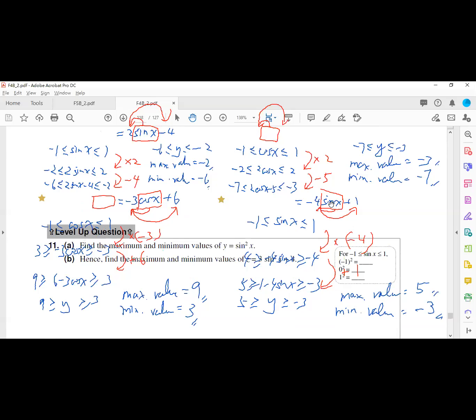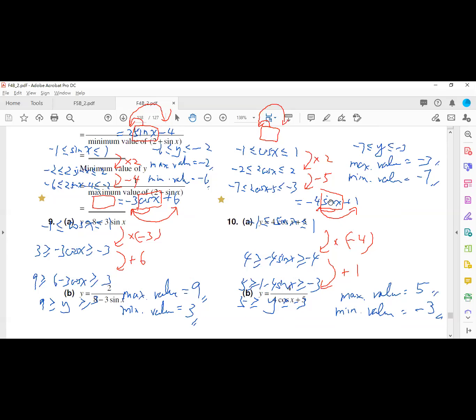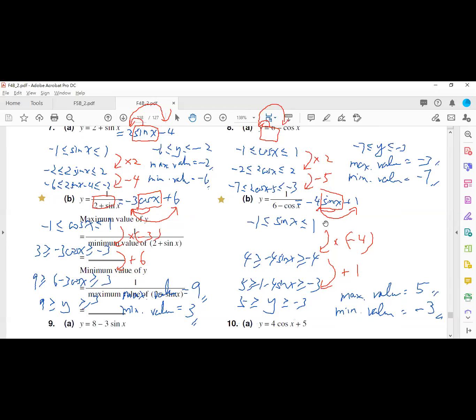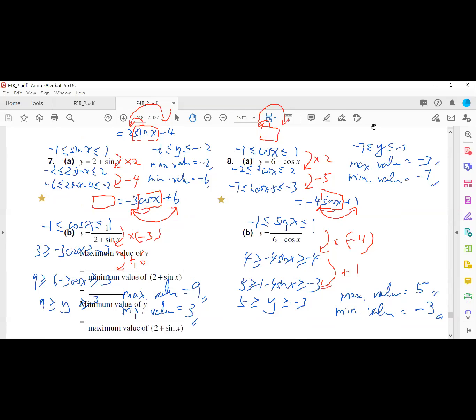Tomorrow we are going to talk more about this, because sometimes the function will be slightly more complicated. Do you have any problems with these few questions?